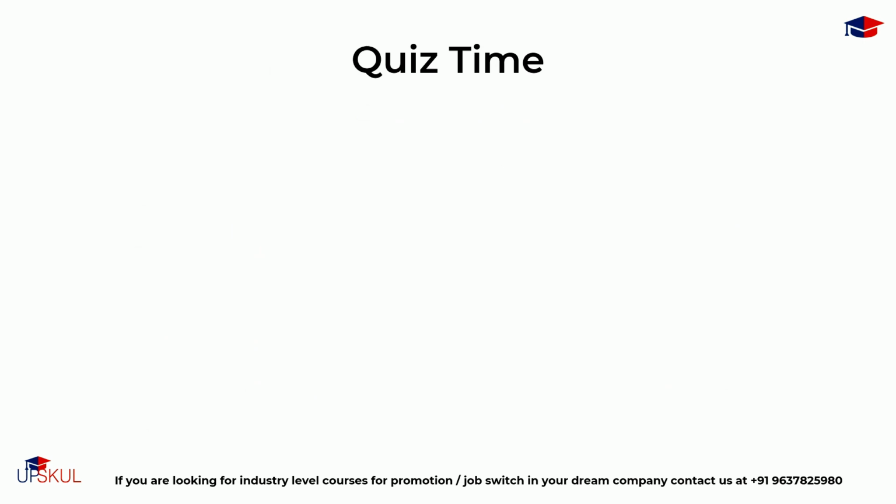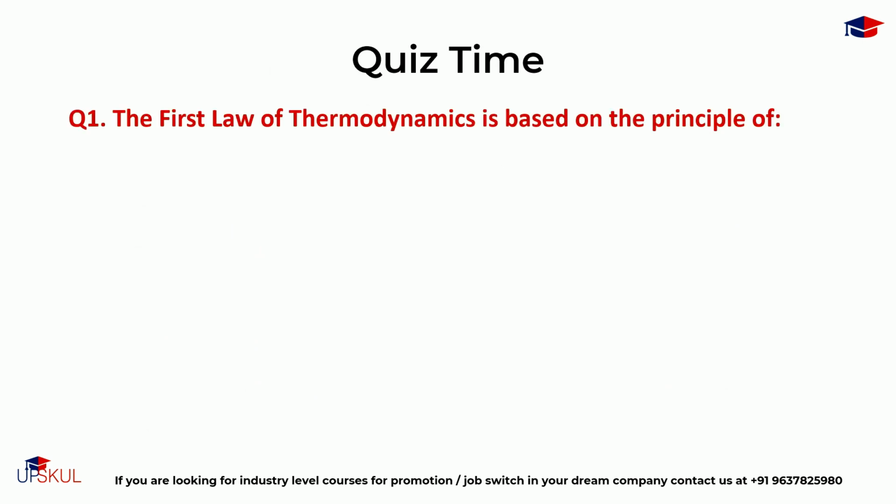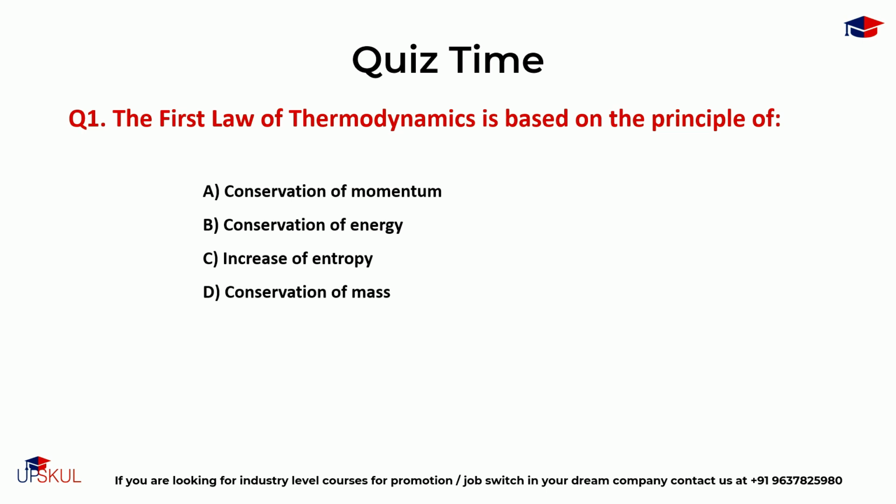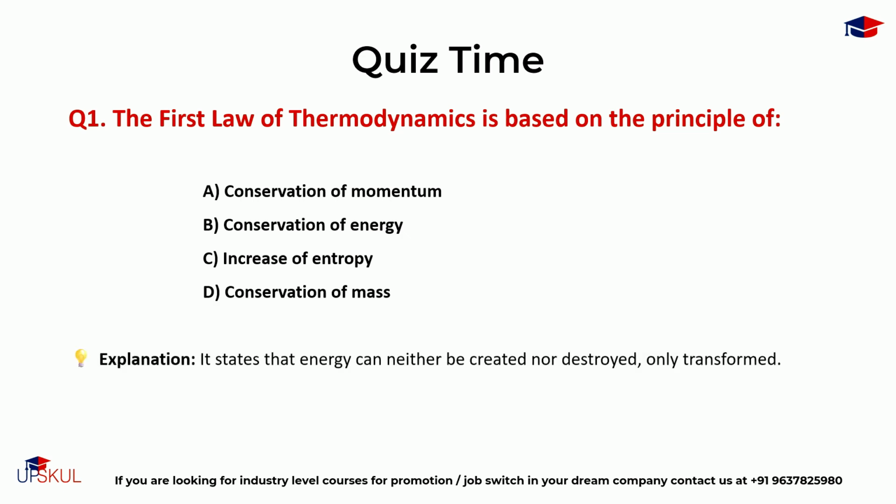Question 1. The first law of thermodynamics is based on the principle of A. Conservation of momentum, B. Conservation of energy, C. Increase of entropy, or D. Conservation of mass. The correct answer is B. Conservation of energy, because it states that energy can neither be created nor be destroyed. Right. Question 2. What did Joule's experiment prove?